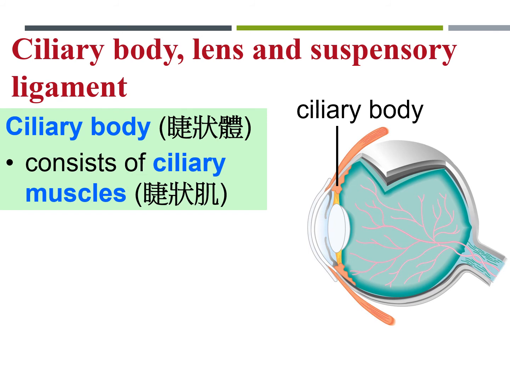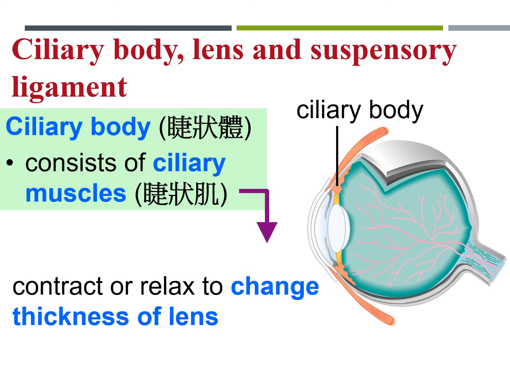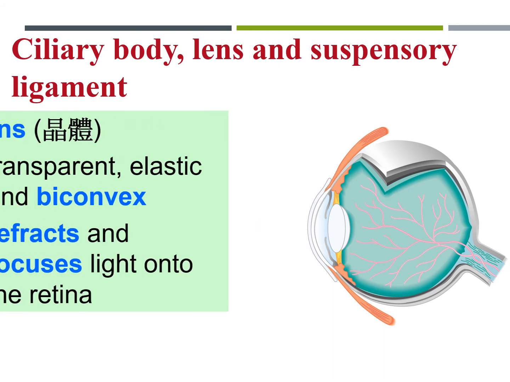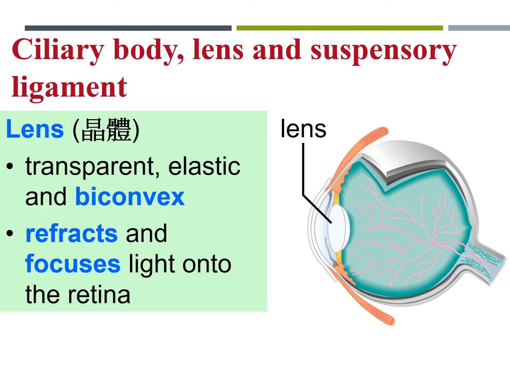The ciliary body consists of ciliary muscles, and these ciliary muscles help to contract and relax to change the thickness of the lens. The lens can be found at the center of the eye. It is transparent, no color, and allows light to go through. It is also elastic and biconvex in shape. The function of the lens is to refract and focus light onto the retina.